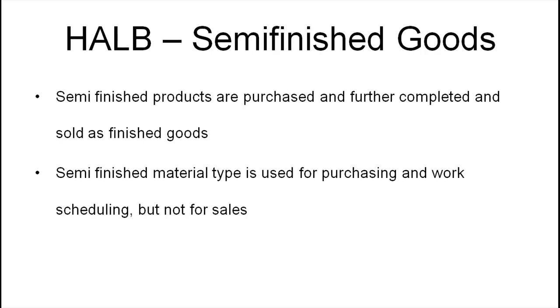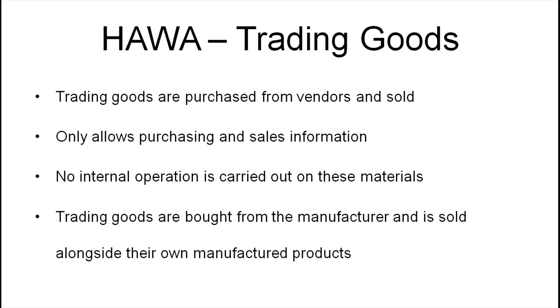HALB, semi-finished products, are purchased and further completed and sold as finished goods. Semi-finished material type is used for purchasing and work scheduling, but not for sales. However, trading goods are purchased from vendors and sold. This type of material only allows purchasing and sales information, since no internal operation is carried out on these materials.